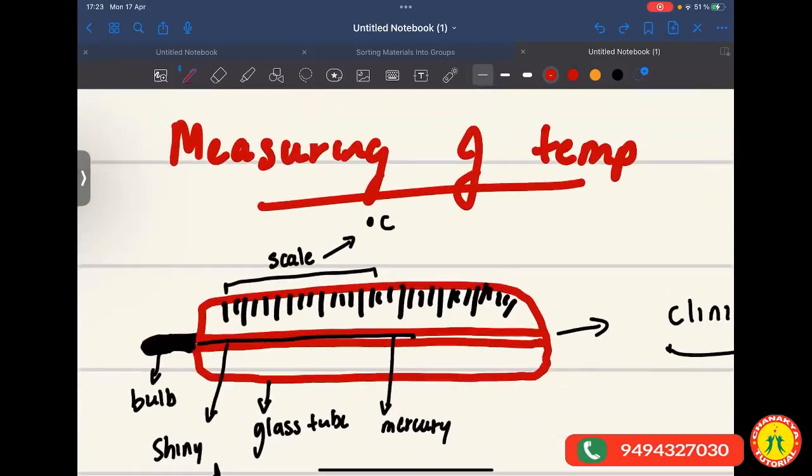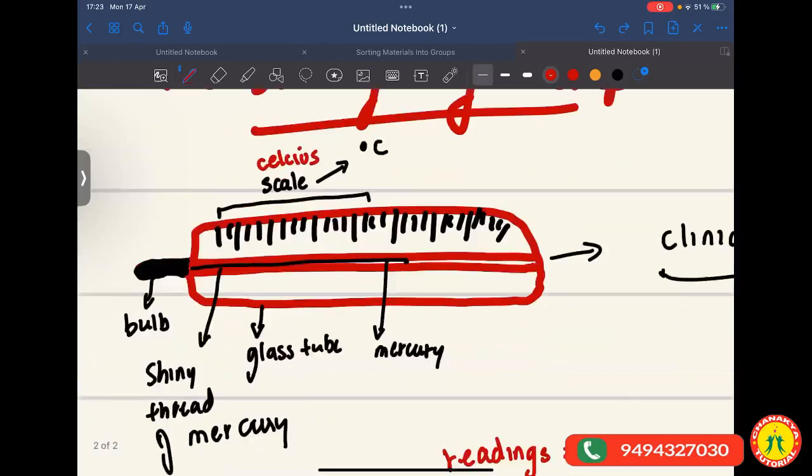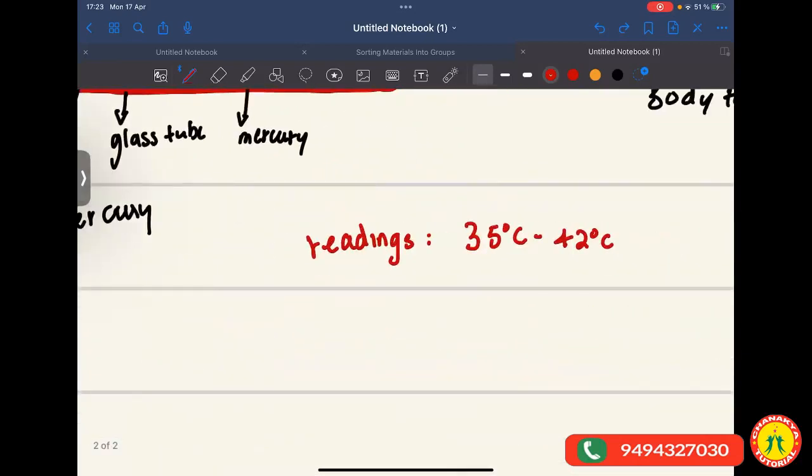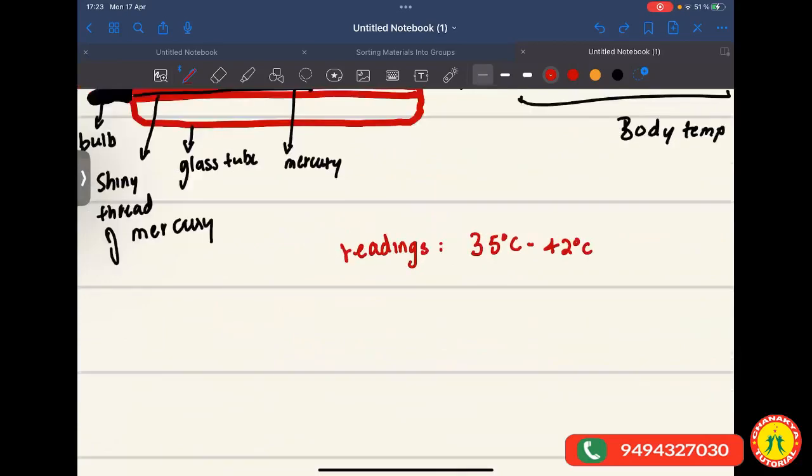This scale is called the Celsius scale because Celsius is what is being measured here. You have the Fahrenheit scale and the Kelvin scale. There are different temperature units. But Celsius is the one we use for body temperature. The Celsius scale on the clinical thermometer ranges from 35 degrees Celsius to 42 degrees Celsius.